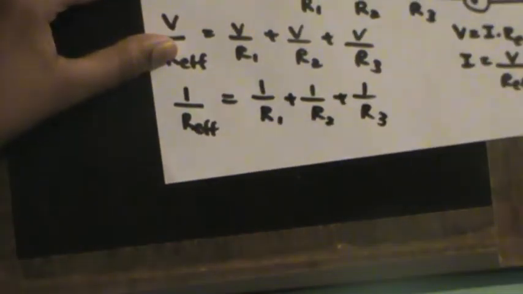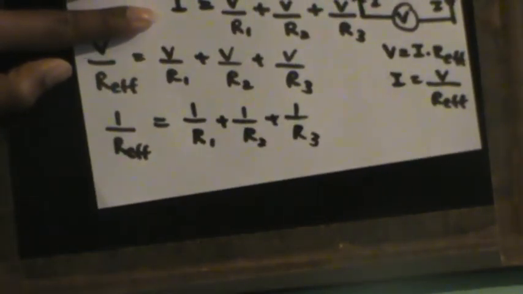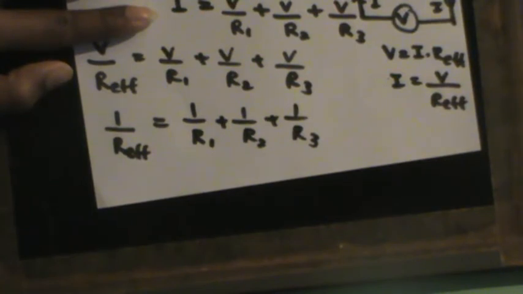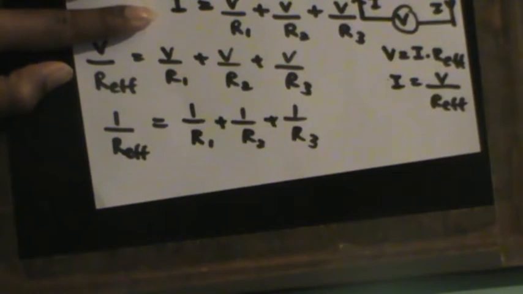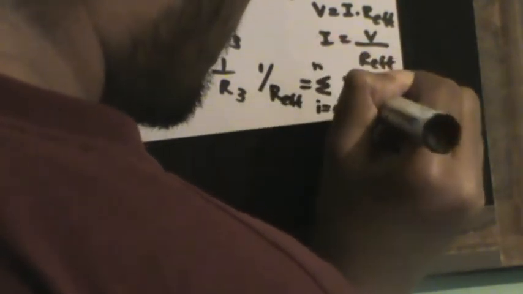Now as I explained in the series resistors, I can write the general equation for n number of resistors. Now this is for 3 resistors. If it were 2 resistors, it will be 1 upon R1 and 1 upon R2. For 3 resistors, it will be 1 upon R1 plus 1 upon R2 plus 1 upon R3. For n number of resistors, the effective resistance 1 upon R effective will be sigma from i equals 1 to n of 1 upon R.